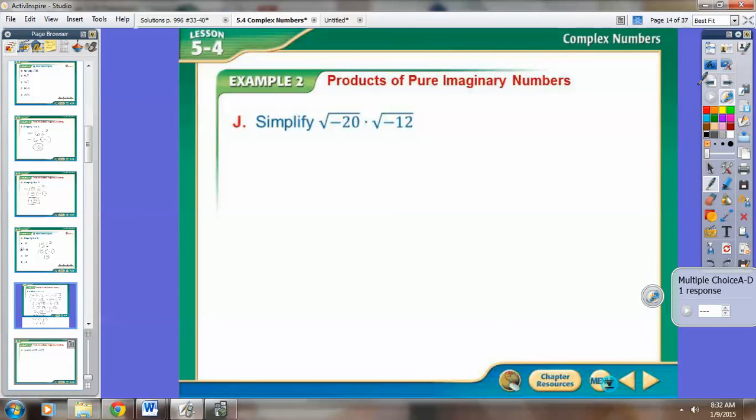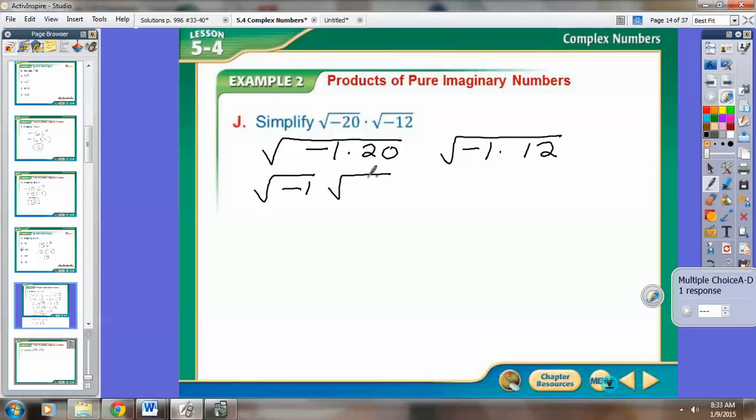Let's look at another one like this. Square root of negative 20 times the square root of negative 12. Again, I don't want to multiply negative 20 and negative 12 because that will lose my imaginary number. Let's start by breaking it down. For negative 20, we know that's negative 1 times 20. And negative 12, we know that's negative 1 times 12. Using the product property, we'll give each number its own square root.